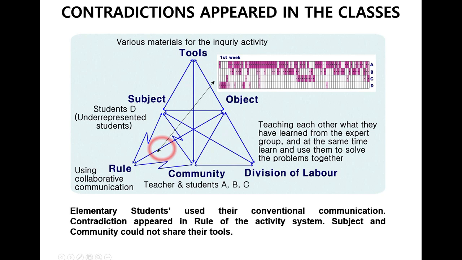As you can see in the tables consisting of purple-colored rectangles, student A did not communicate with the students C and D, especially after their communication started when they did the inquiry activity by using the tools which were given by the science teacher. They did not make any interactions to pursue their goal. Hence, this contradiction broke any collaboration among the subject and community.